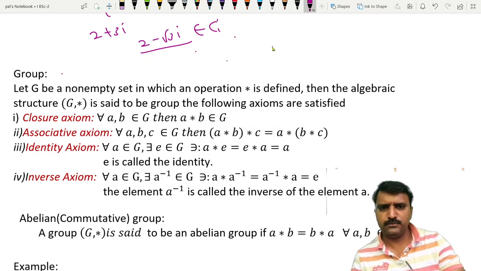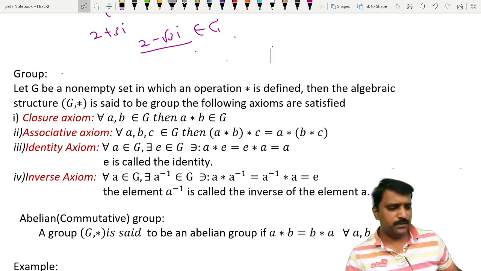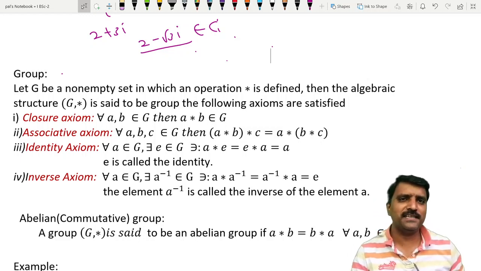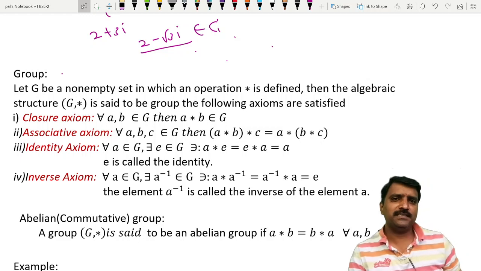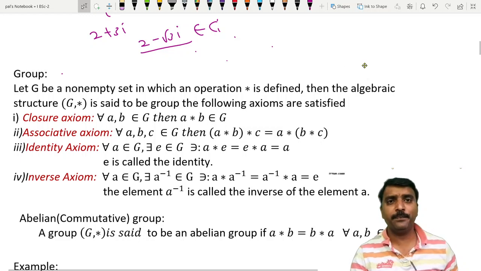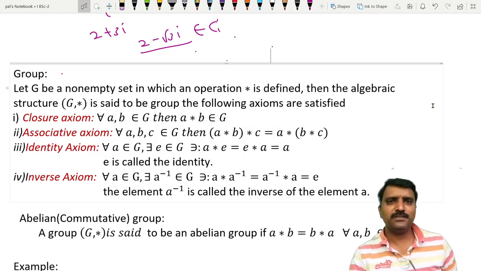What is a group? In one word we can say a group means it is a set. Group is a set. If you are asked to define a group in one word, you can say it is a set. But all sets are not groups.